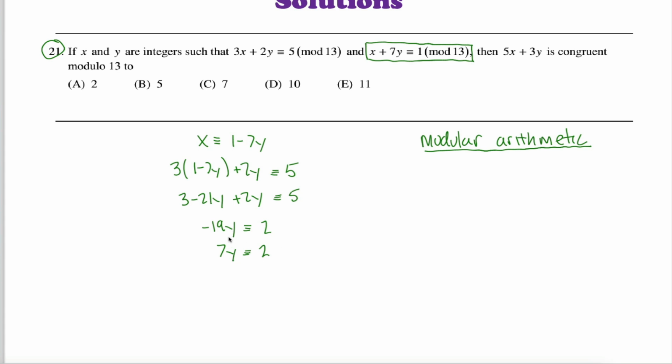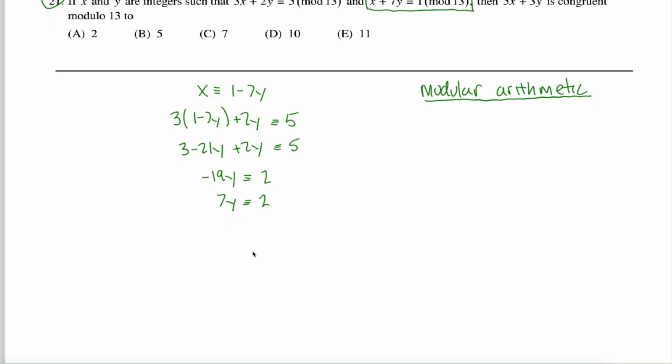You're like, cool, you got a slightly smaller number and it's not negative, but you still haven't solved for y. And you told me you can't divide by 7, so what are you going to do? Well, the trick here is to multiply both sides of the equation by 2. That gives you 14y is congruent to 4. But 14y is congruent to just 1y, so I get 1y is congruent to 4.